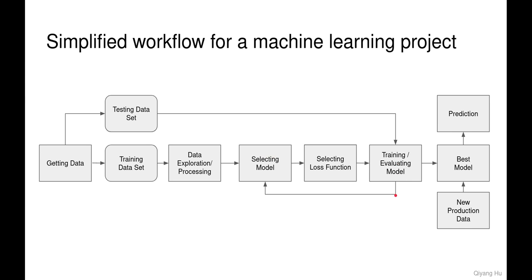In practice, we will need another iteration loop to apply different splitting schemes for the training and testing data, to help us select the best model with the highest evaluation performance scores. Whenever we get the model that performs best, we can apply it to new production data and produce our desired predictions.